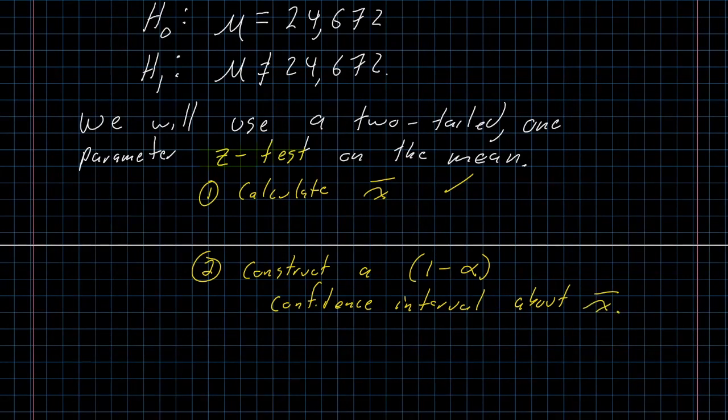Then I talked about the relationship between the level of significance alpha and our confidence level. In this particular case, we had alpha equals 0.01. Alpha equals 0.01 is equivalent to a 99% confidence level, right? 1 minus 0.01 is 0.99. Convert that to a percentage, it's 99%.